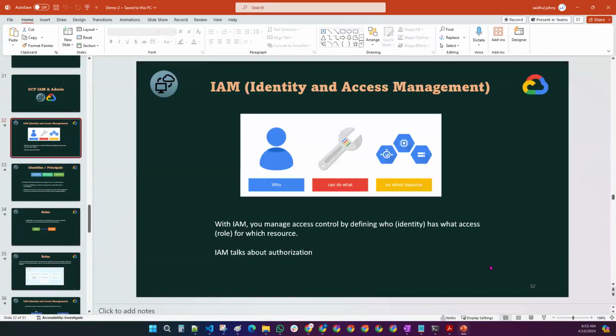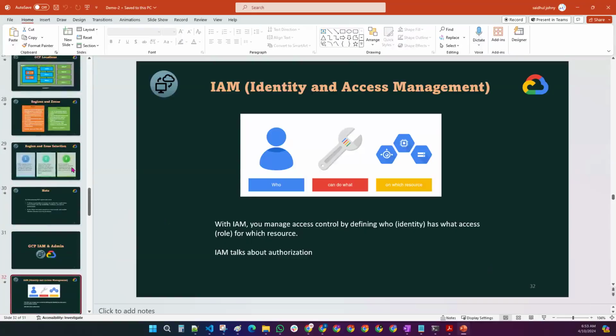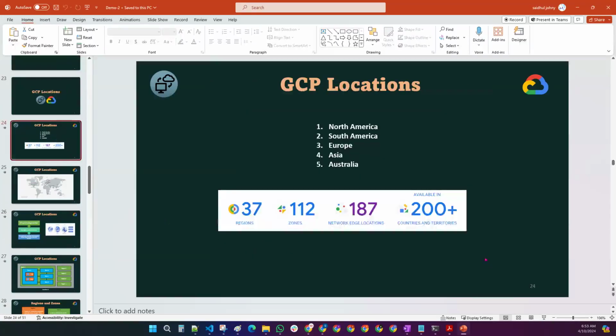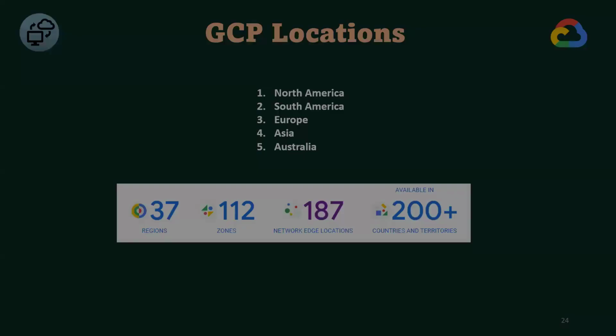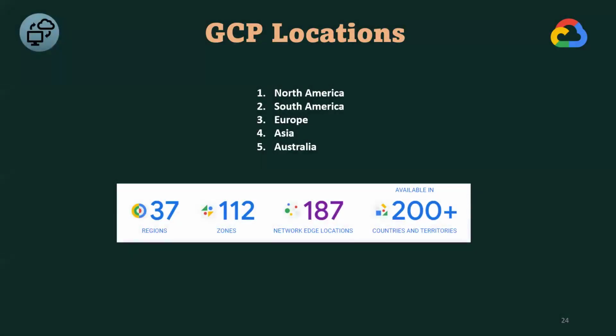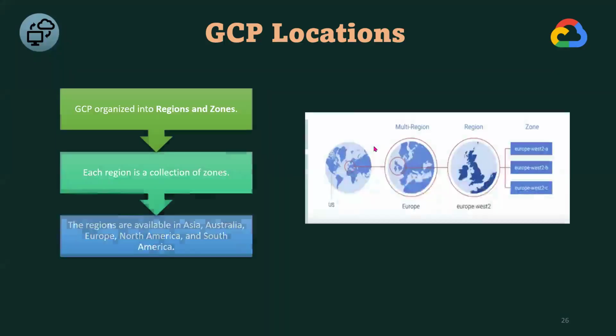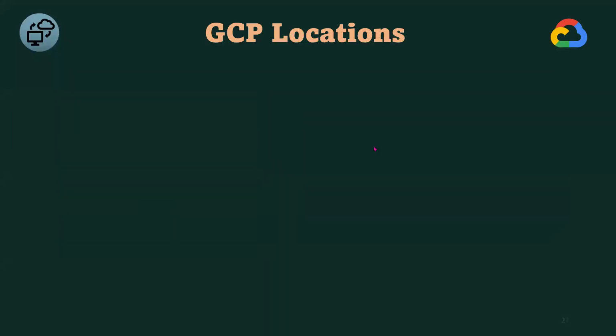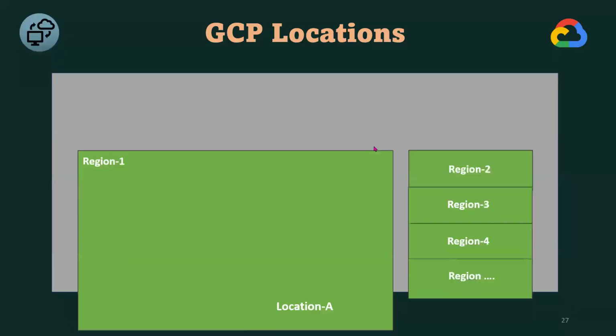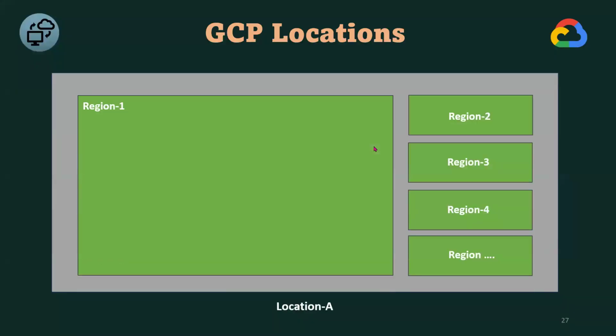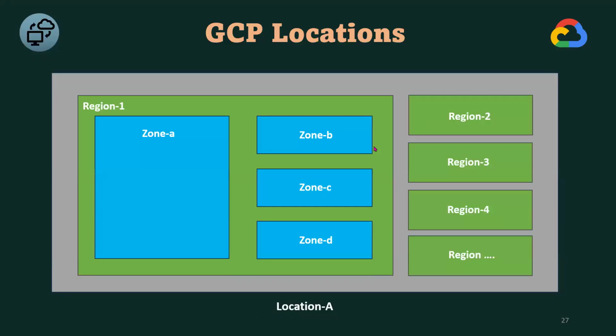So in our yesterday session, we have seen what locations are. Google's entire infrastructure is divided into 5 locations. These 5 locations are further divided into regions, and regions are further divided into zones. If I talk about a location, it is a multi-region. You will have multiple regions in the location, and each region will have its own multiple zones.